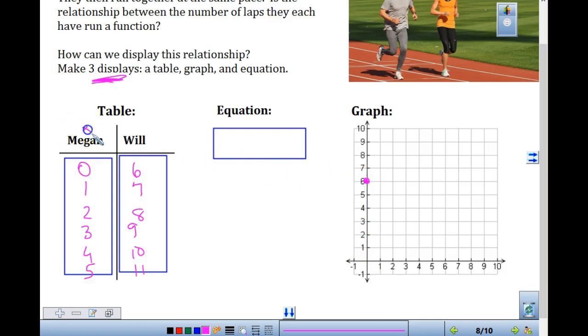6. Megan is our x, right? Will is y. So this is Megan's running. This is how much Megan is running. This is how much Will is running. At 0, he's run 6, 7, 8.